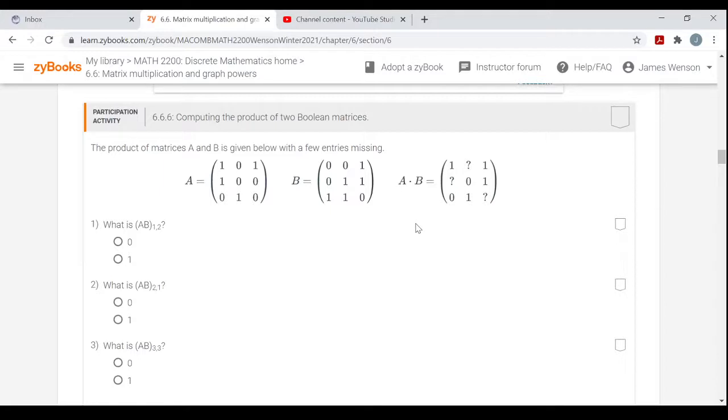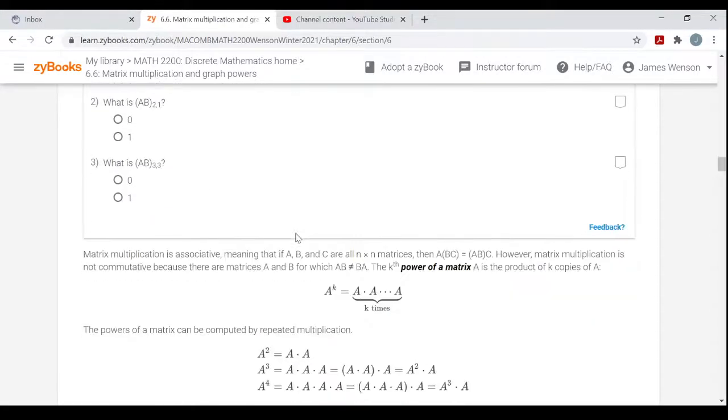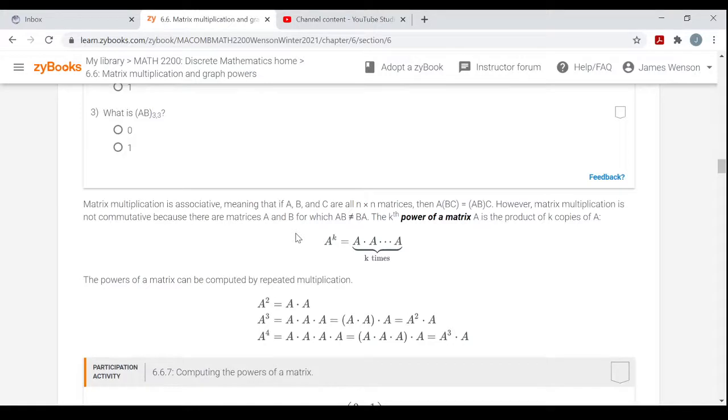All right, and then you're just asked to fill in the blanks for these. I'll leave these to you. Just fill in the question marks with what you get if you multiplied. Notice it's A on the left, B on the right, so they're doing A times B. All right, so now we get into the powers of matrices. Multiplying a matrix by itself over and over again.